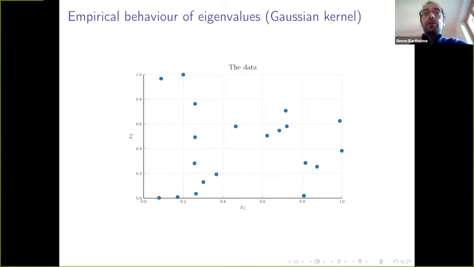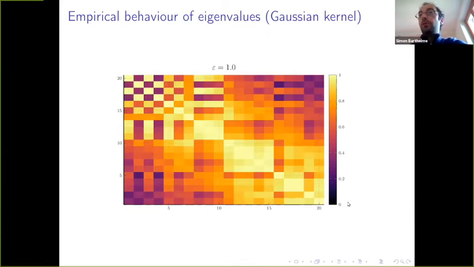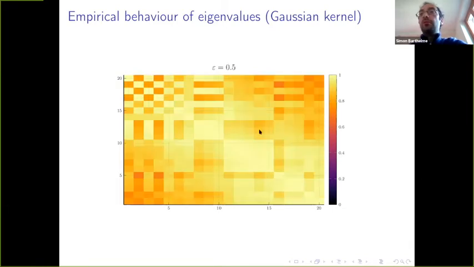Here's a heat map of the kernel matrix, where gold values are high values of the kernel function and black are low values. And as you reduce epsilon, unsurprisingly, every value in the kernel matrix tends to 1.